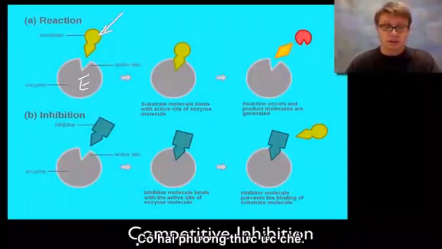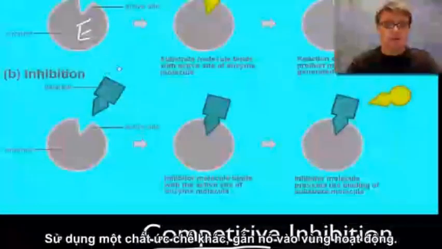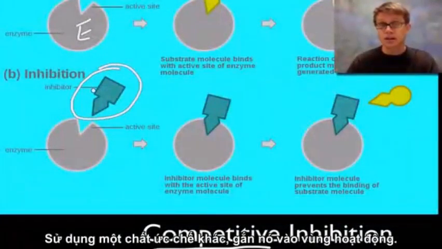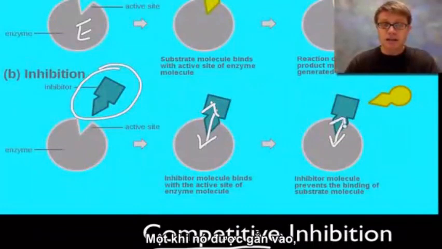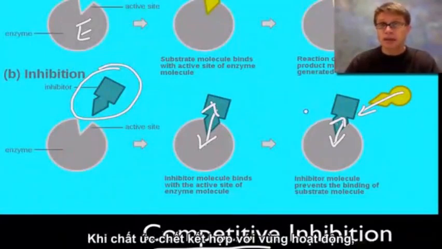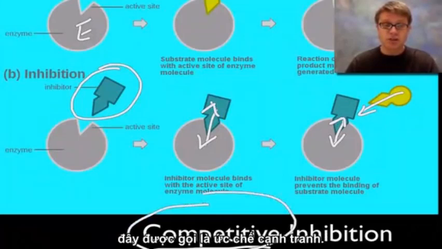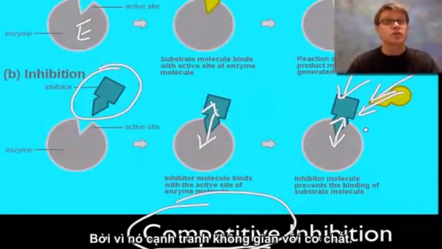Well, there are two types of inhibition. First one is called competitive inhibition. Competitive inhibition is when you use an inhibitor, which is another chemical, and you get that to bond into the active site. So if you have that bonding in the active site, then that substrate can't fit in, and so we're going to stop the reaction. If we make an inhibitor that bonds to the active site, we call that competitive inhibition because it's competing for the space with the substrate.